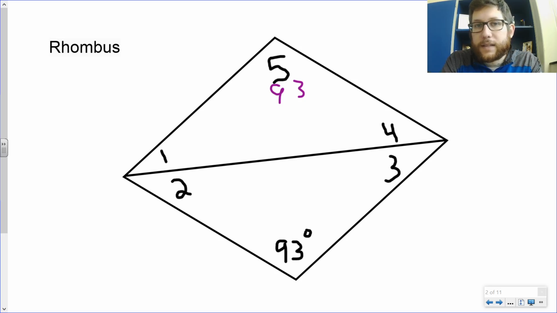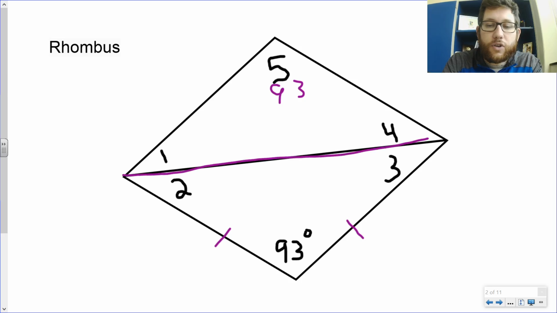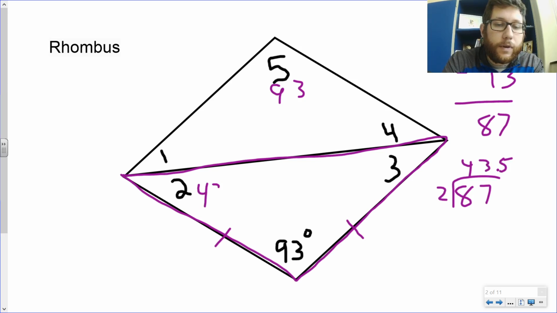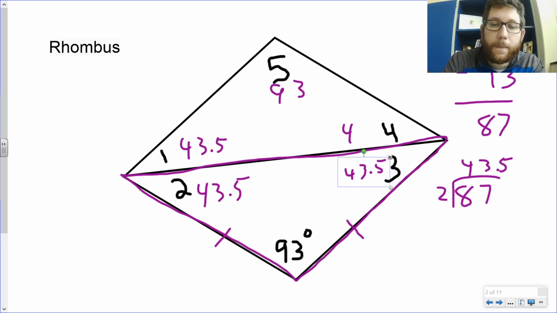So there's really two ways to think about it. The way I like to think about it is just thinking about this as an isosceles triangle, okay? If I think about this whole thing as isosceles, I'm just going to do 180 minus 93, and I get 87. And I'll do 87 divided by 2, I get 43.5. All right, so this is 43.5 and 43.5. Okay, and then if those are 43.5, then these are also 43.5. So I wanted to show you something like that.